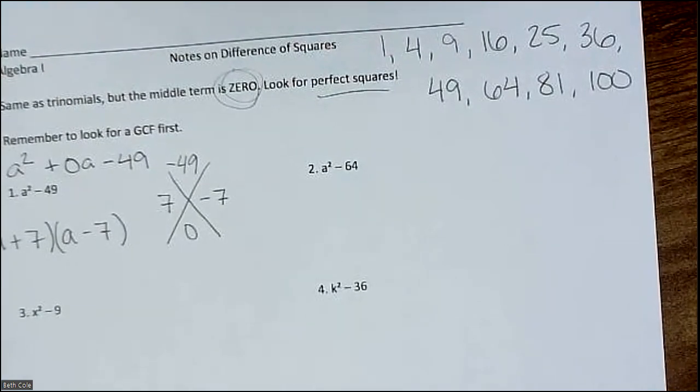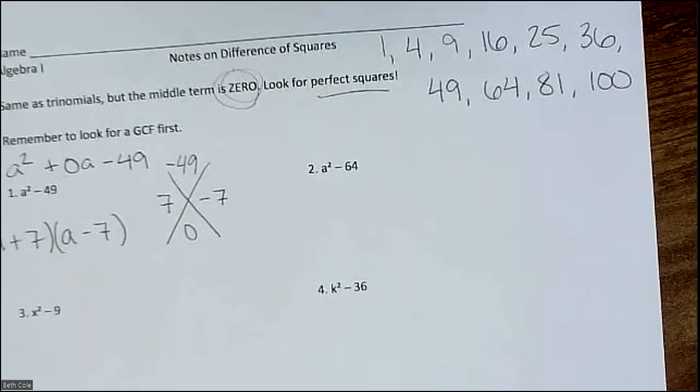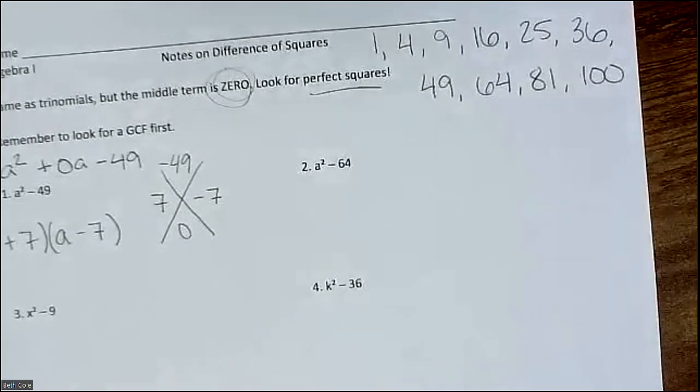Numbers are infinite. If you don't know them, you can always type in here. And I showed you how to do 2 squared, and then you can change it to 3 squared and 4 squared and 5. Do you see what I'm doing here? So if you don't know them, you can always do that. 12 squared is 144. 25, I've got 25 right there.